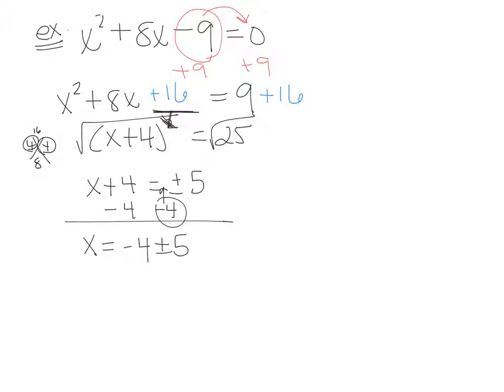So notice we've seen this plus or minus thing before. Where have we seen this? We've seen that in the quadratic formula because it takes us down two paths. I can say -4 plus 5, or I can say -4 minus 5. So -4 plus 5, well that's 1, so that's one answer. -4 minus 5, well that's -9. That's my other answer. So x equals 1 and x equals -9.